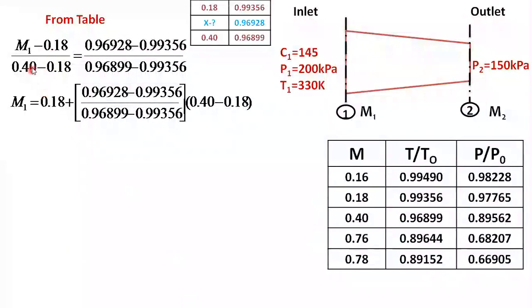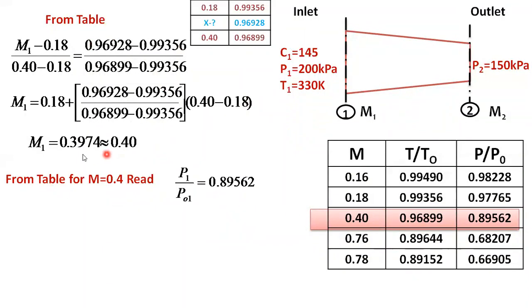So if you multiply by the denominator term here and add this 0.18, then you can find the Mach number to be 0.3974. So we can approximate this value as 0.4. As I said, you could have chosen this value directly and written it, but this is just a method you can follow if you are in between. Okay, so from the table we can read this Mach number as 0.4, which is our inlet Mach number, and correspondingly we can note down the property ratio for the pressure also.